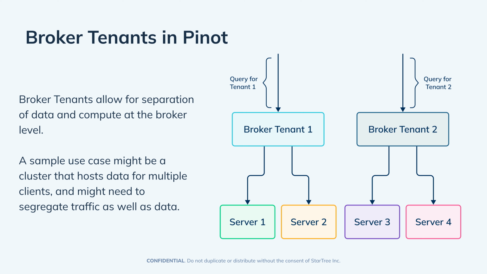A sample use case might be a cluster that hosts data for multiple clients that might need to segregate traffic as well as data. Some of the broker tenants might include multiple nodes, where some of them might include just one. It depends on the load and depends on the configuration of what you want to configure here.